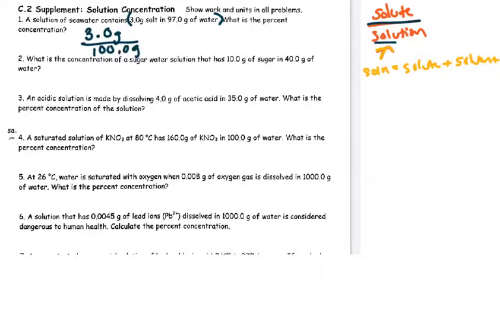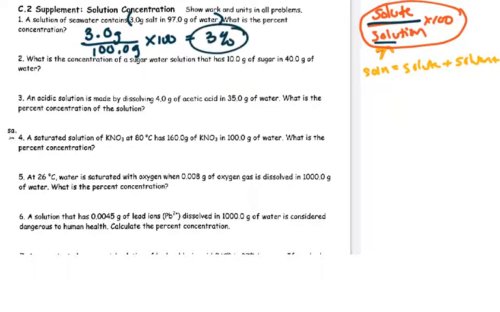And then it says what is the percent concentration? So in order to get a percent, we need to multiply by 100. I guess that's technically part of the formula. You need to multiply by 100 just to make it into a percent. So that would give me 3%. So I would do 3 divided by 100 times 100 gives me 3%.